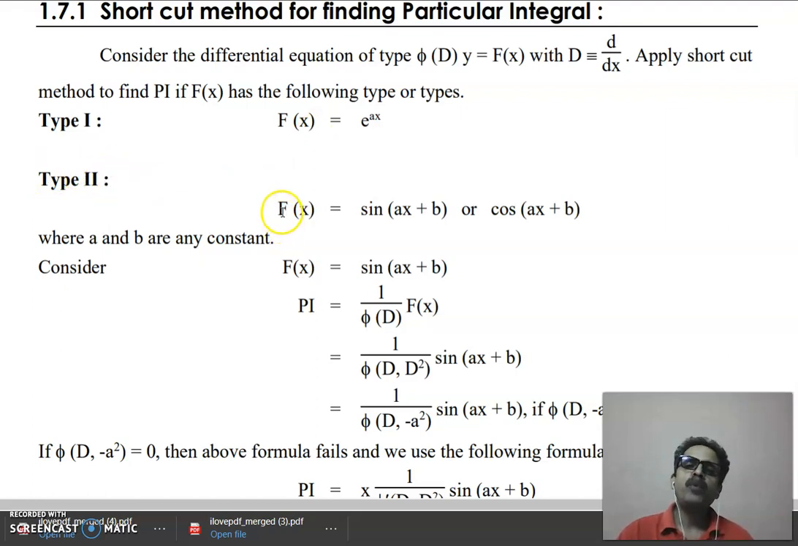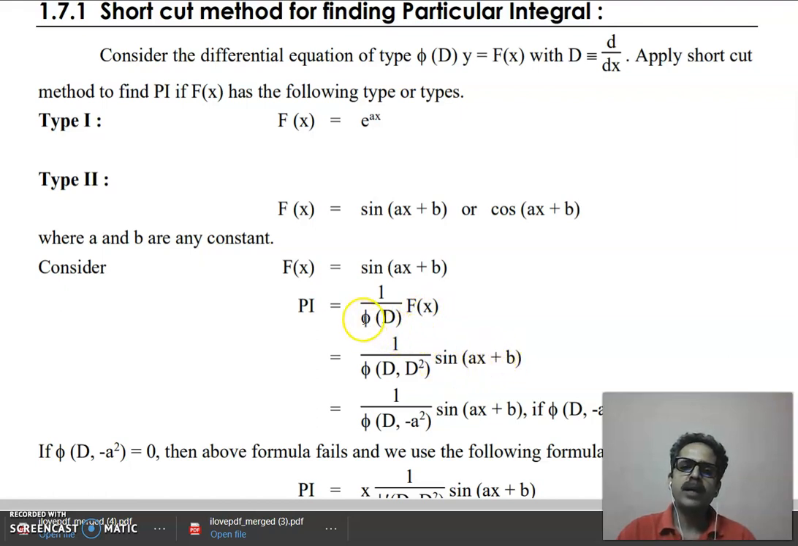In type 2 we have a function f of x as sin of ax plus b or cos of ax plus b, where a and b are any constant or number. Let's consider first f of x as sin of ax plus b. This is the definition of PI, where we put the value of f of x. f of x is sin of ax plus b.